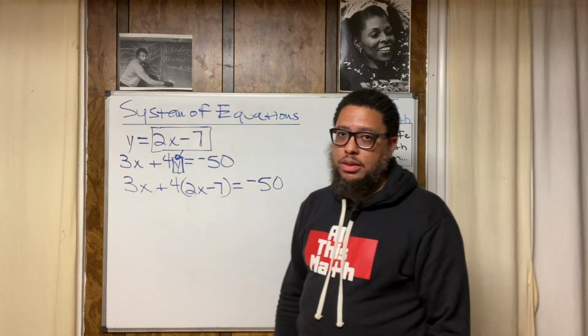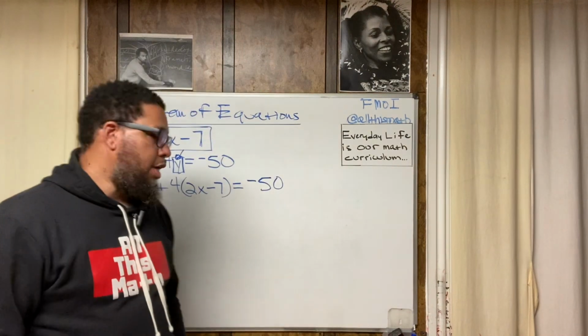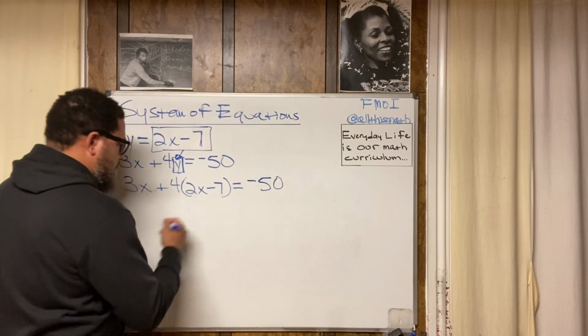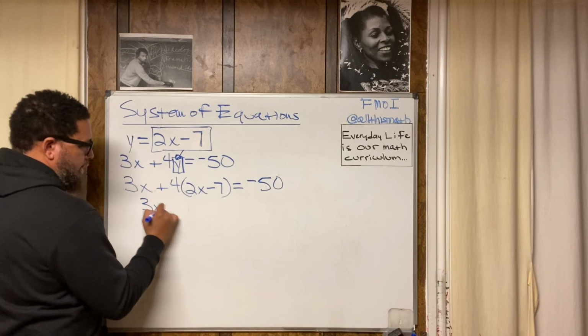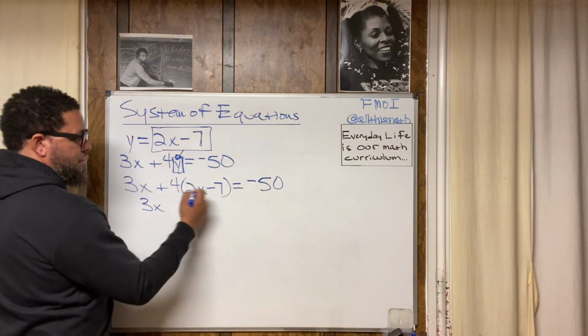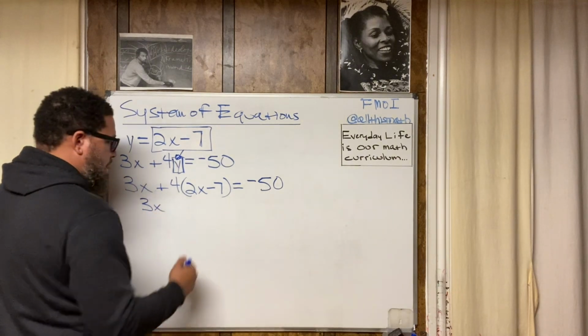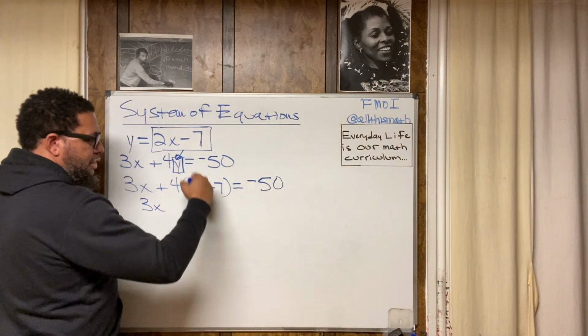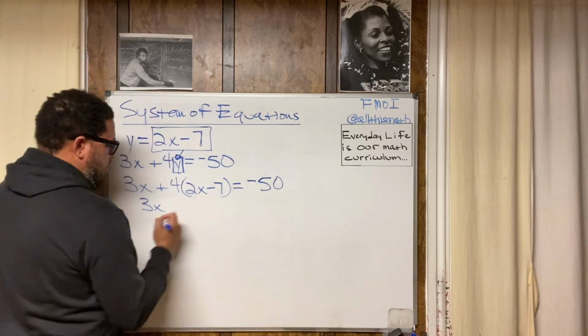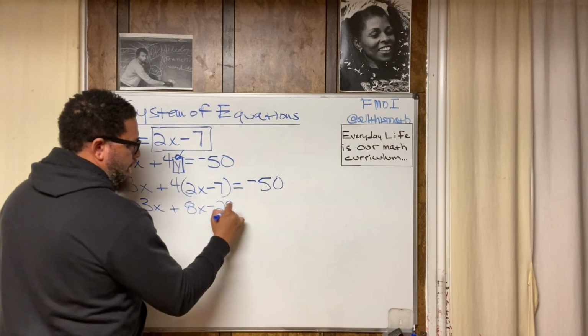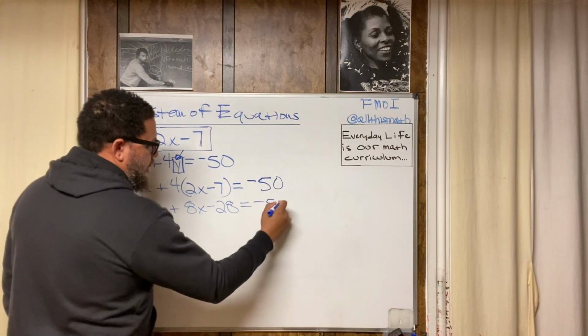So now we're about to go in. Now we can solve for x, because we got an equation that only has x's in it. I got an x and I got an x. See? All right, so let's clean it up. So we got 3x. Now distribute this 4 to everything inside here, not to the negative 50, because I've seen students make that mistake. The 4 gets multiplied by everything inside the parentheses adjacent to it. All right, so we got 3x plus 8x minus 28 equals negative 50.